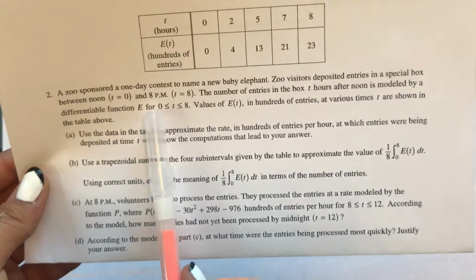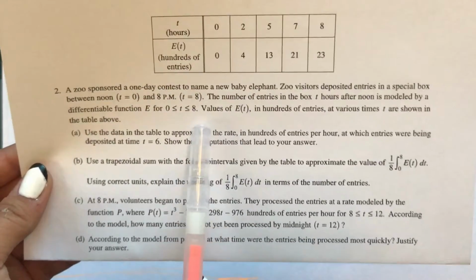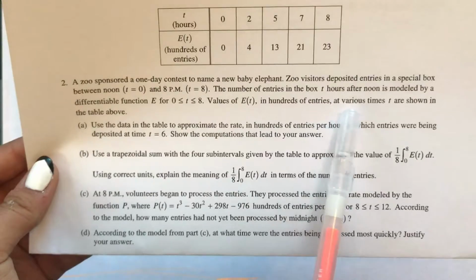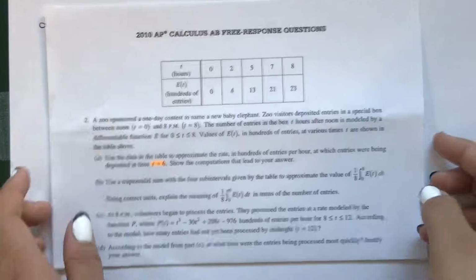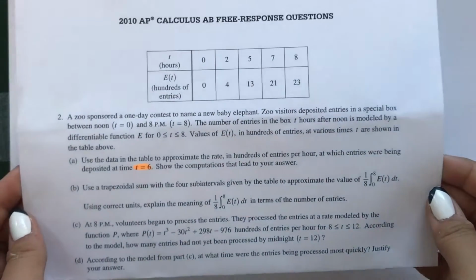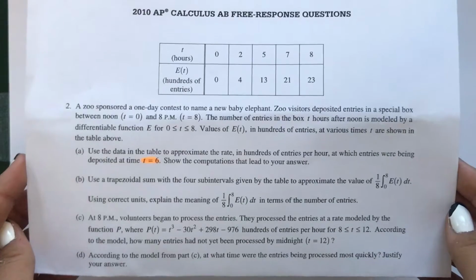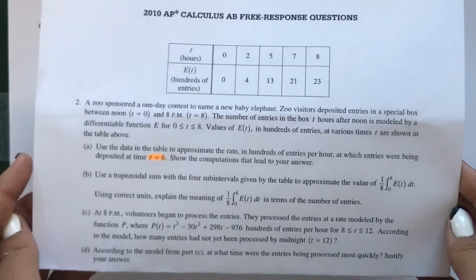E for 0 is less than or equal to t, which is less than or equal to 8. Values of E(t) in hundreds of entries at various times t are shown in the table above. So now we can start with part A, which says use the data in the table to approximate the rate in hundreds of entries per hour at which entries were being deposited at time t=6. Show the computations that lead to your answer.